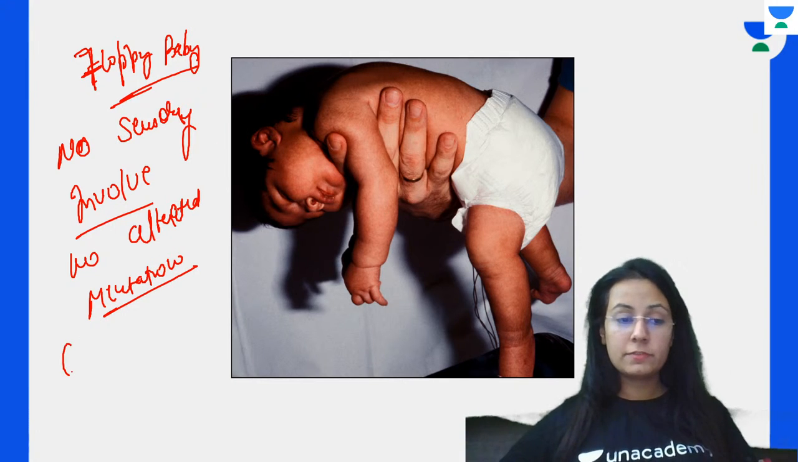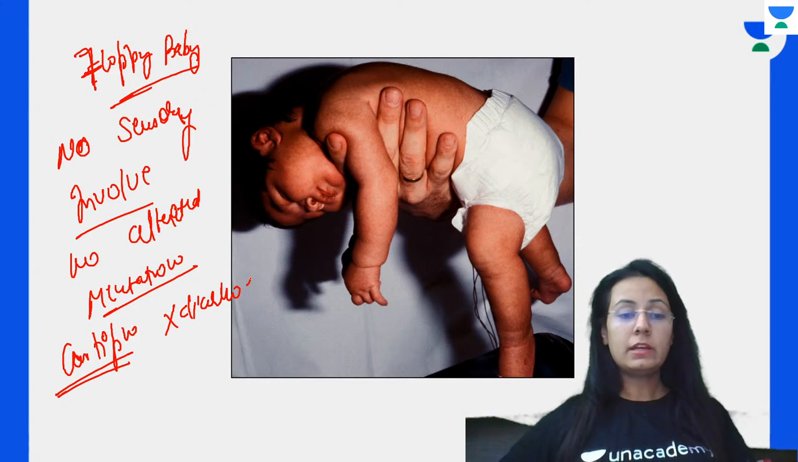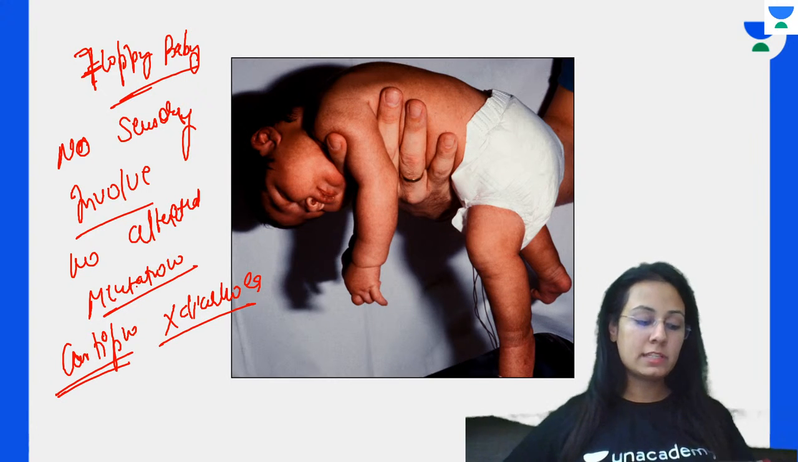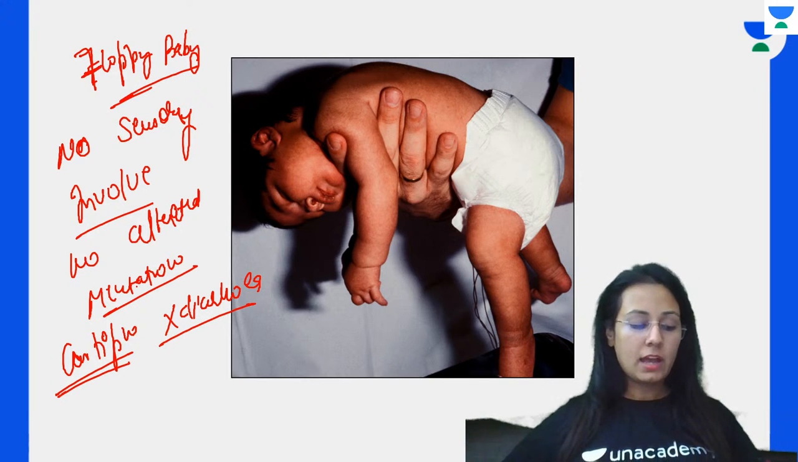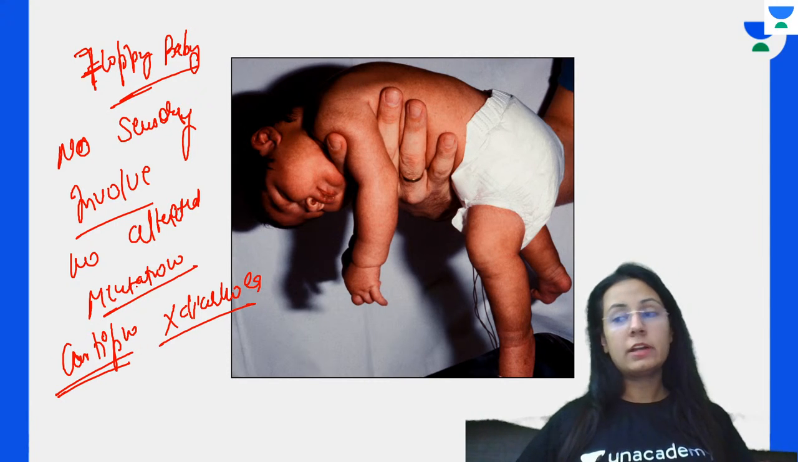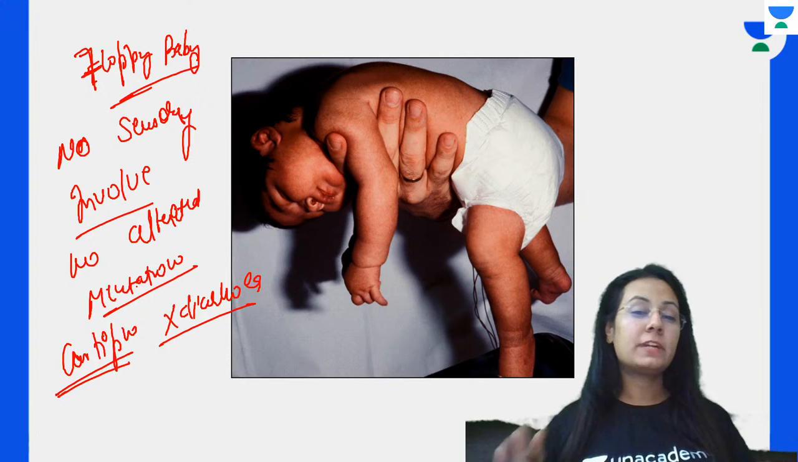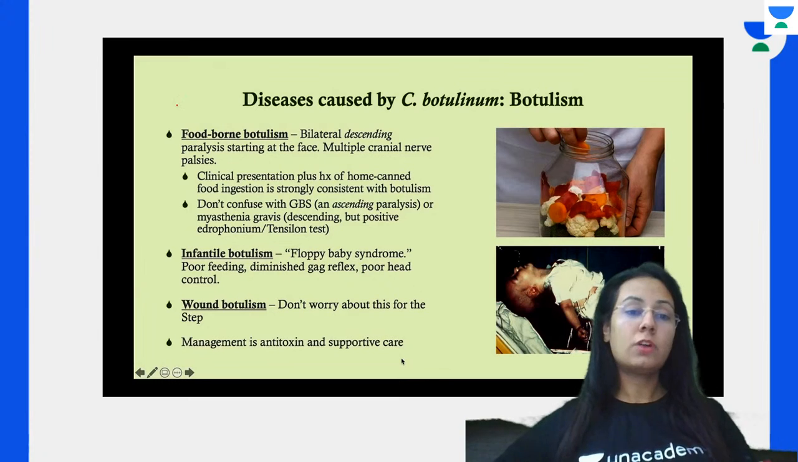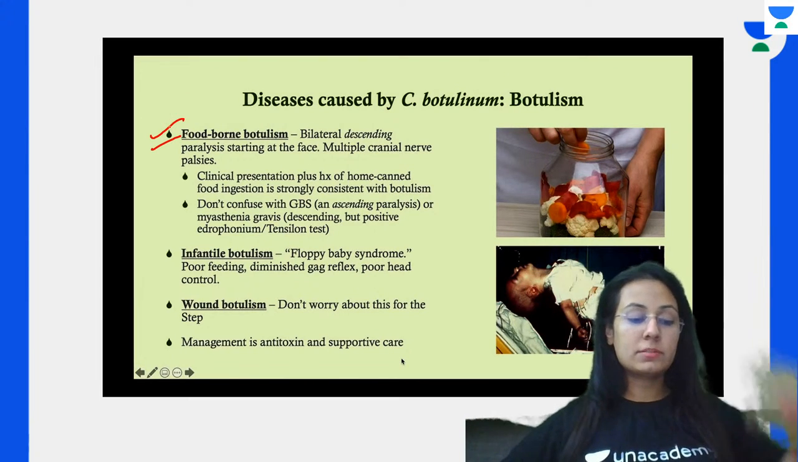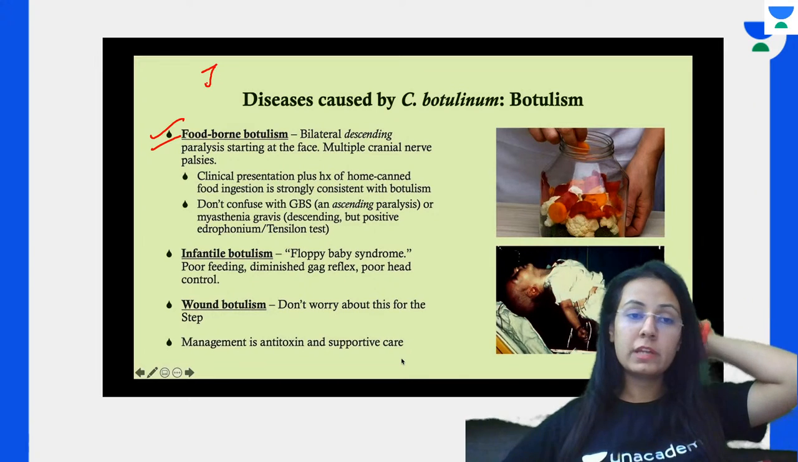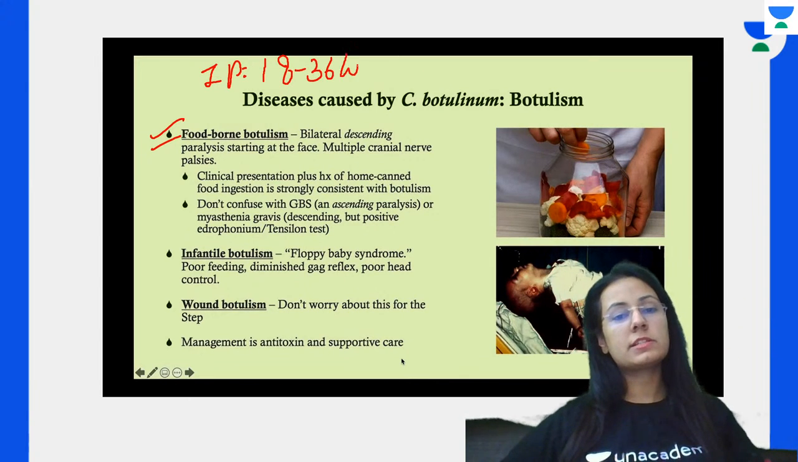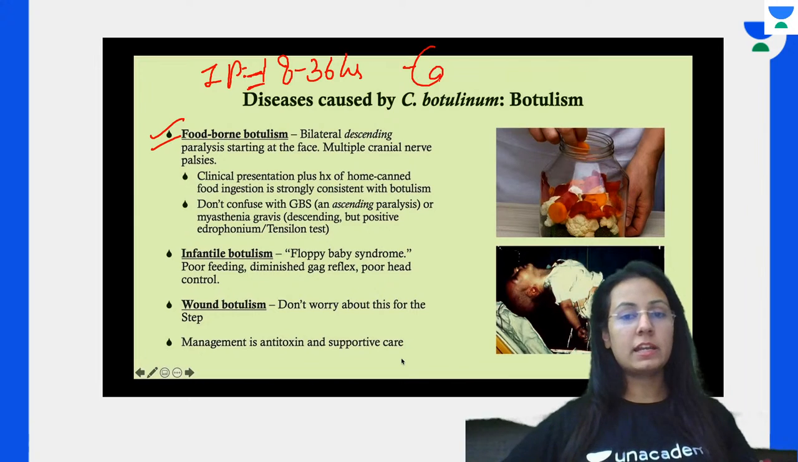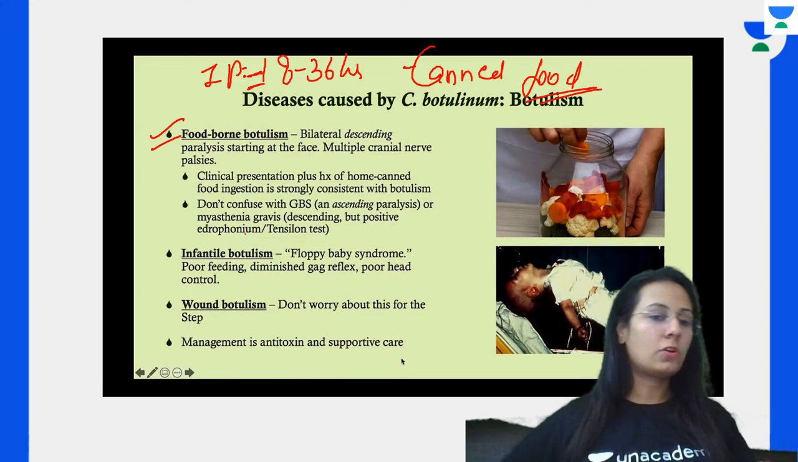And the patient presents with the feature of what? Constipation, not diarrhea. The patient presents with the 5 Ds, diplopia, dysarthria and dysphagia, with dry mouth, decreased DTR, and descending flaccid paralysis, along with constipation. Foodborne botulism has an incubation period of about 18 to 36 hours, and it is mainly from canned food that has the preformed toxin.